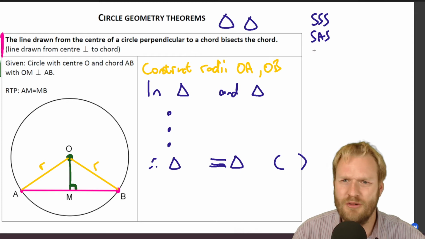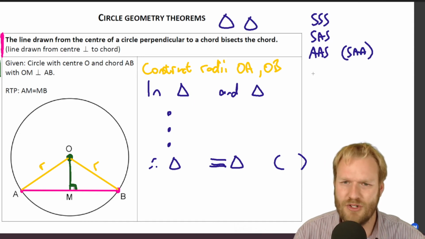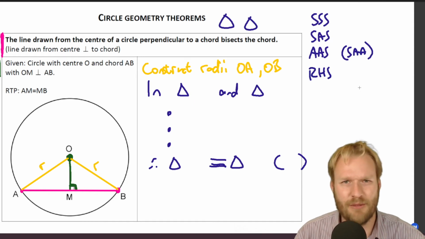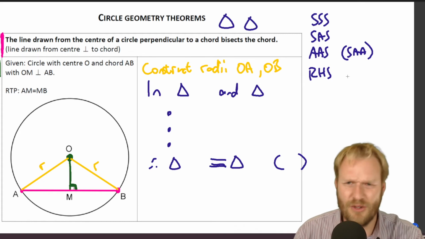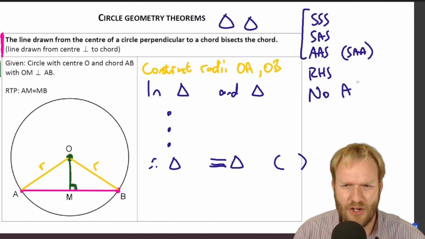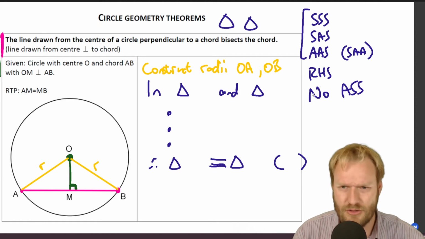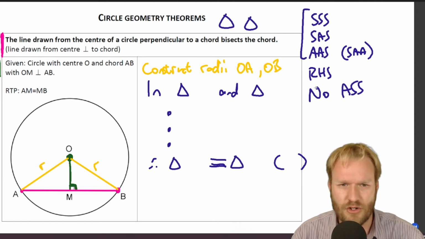You've got, what else have we got? Angle, angle, side, which of course doesn't matter the order, so you might have known this as side, angle, angle. And the last one we've got is right angle, hypotenuse, side. Now, the one variation of all of these that you don't have, remember there's no angle, side, side. Okay, so just note that when you've got your congruency cases.